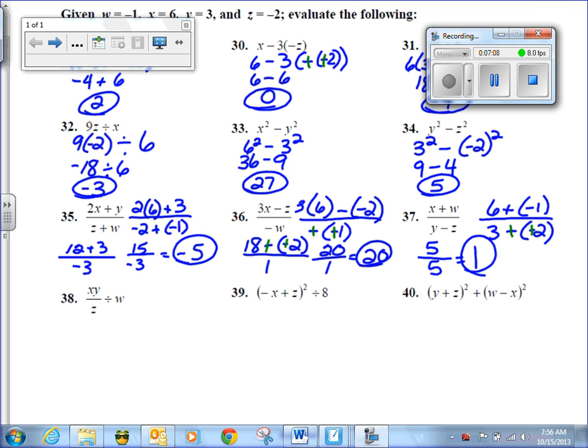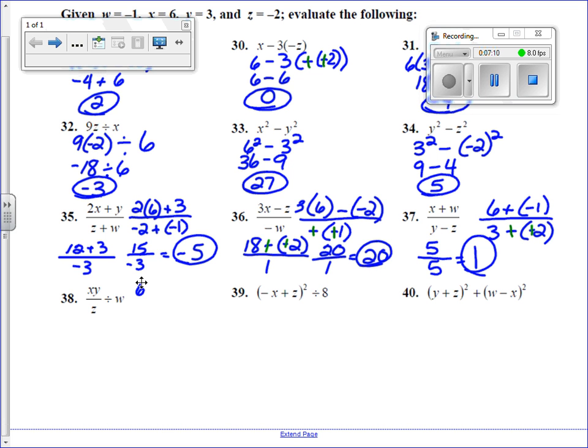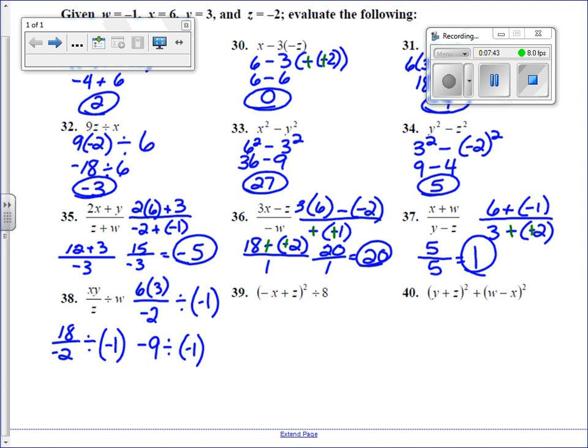Okay, so I have 6 times 3 all over negative 2 divided by negative 1. That's what I get when I substitute all my values in. So 6 times 3, that's 18, divided by negative 2, that whole thing divided by negative 1. 18 divided by negative 2 is going to give me negative 9, divided by negative 1. Negative 9 divided by negative 1 is going to be 9.